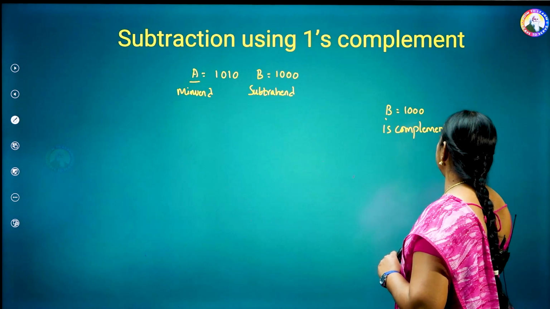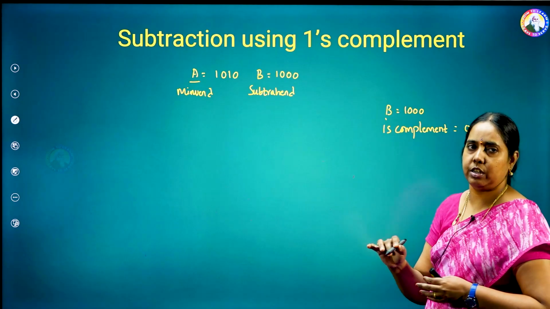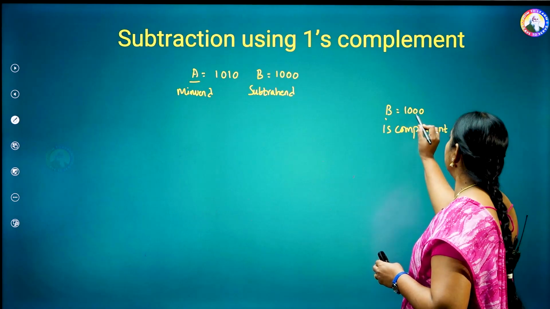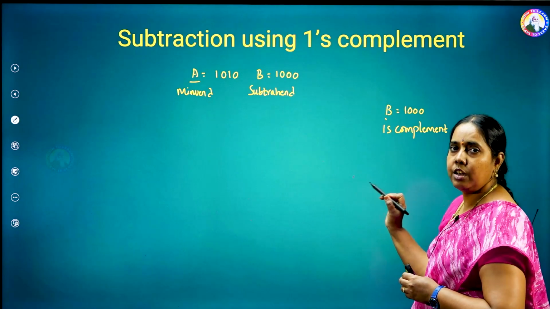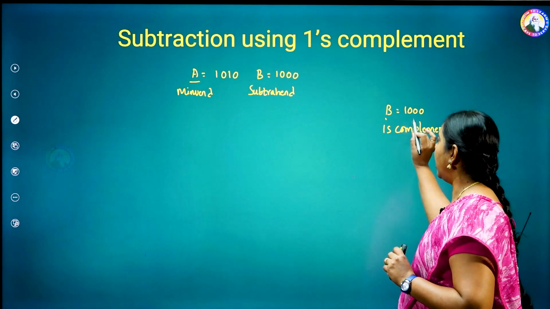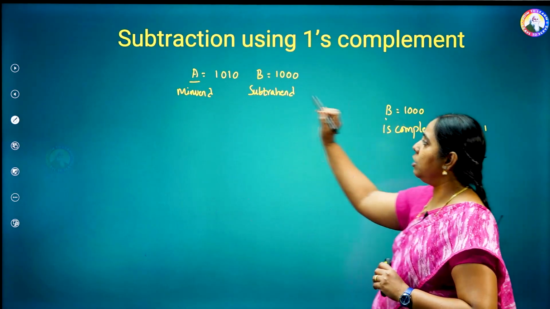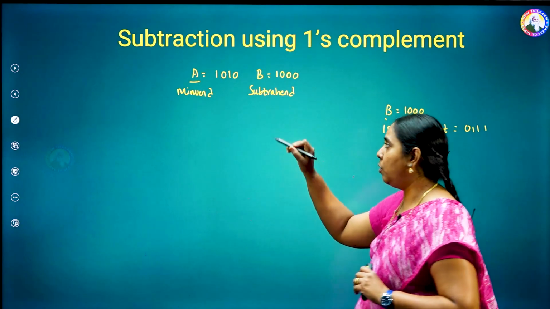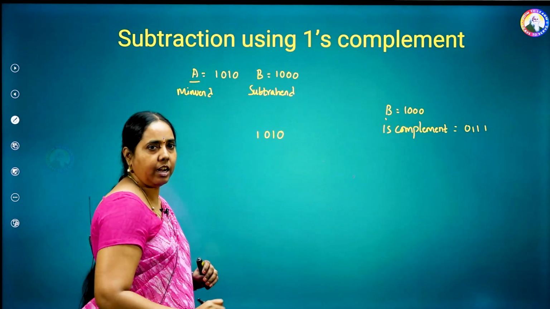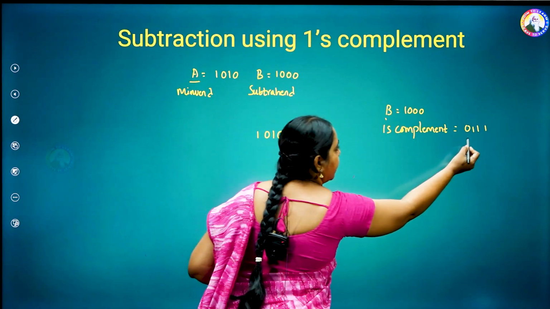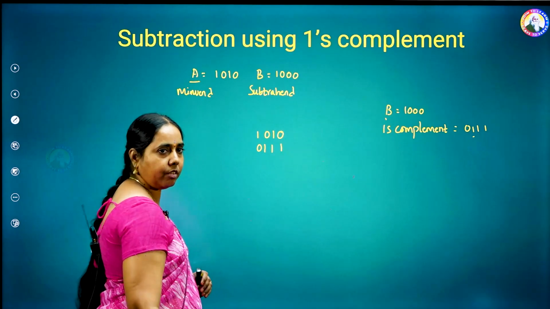The ones complement means we need to take the inversion of the binary number. So for 1 0 0 0, the ones complement is 0 1 1 1. So the first step is covered: I did the ones complement of the subtrahend. That ones complement I need to add to the minuend. The minuend here is 1 0 1 0, so to this minuend I need to add 0 1 1 1.